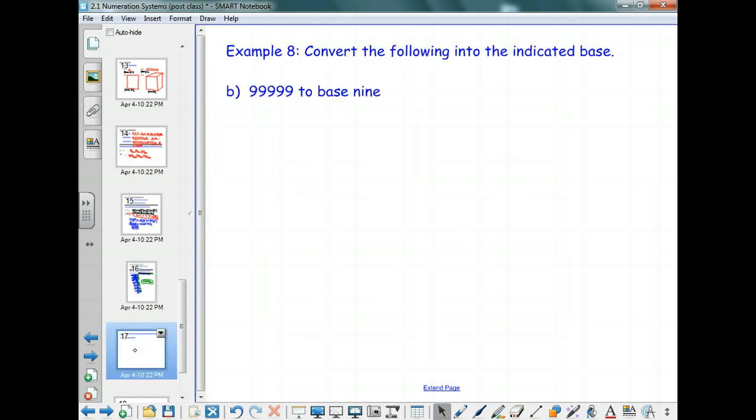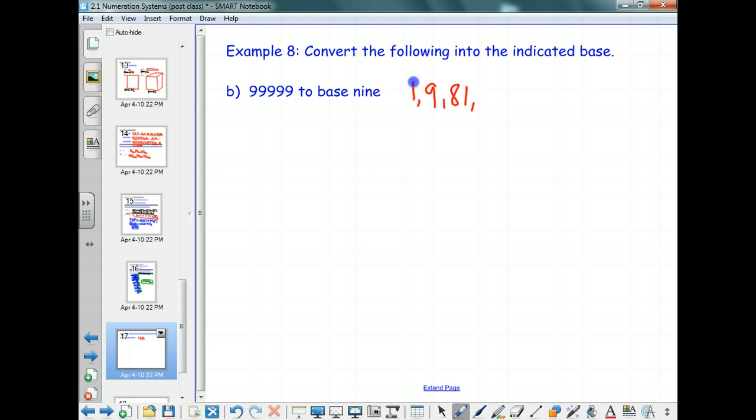Okay. We're going to convert from base 10. The number is 99,999, and we're going to put it into base 9. Okay? So the first thing I need to know is what are the powers of 9? And I'll get you started. 1, 9, 81. The powers of 9 that I have in my memory.